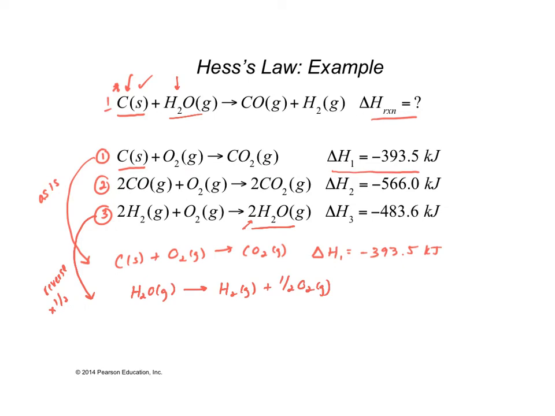But if I do that to my equation, what do I also have to do to the corresponding enthalpy value? I have to do the exact same thing, right? So I'm going to take this enthalpy, and I'm going to change the sign. I'll put a negative in front because we reversed it, and I'm going to multiply it by the 1/2 as well. So this is minus 483.6. So my new enthalpy for this guy is a positive 241.8.